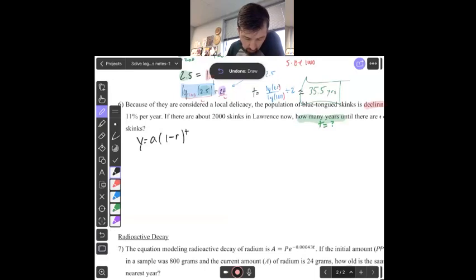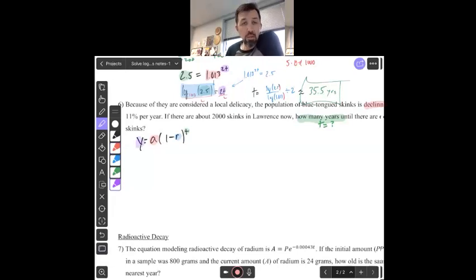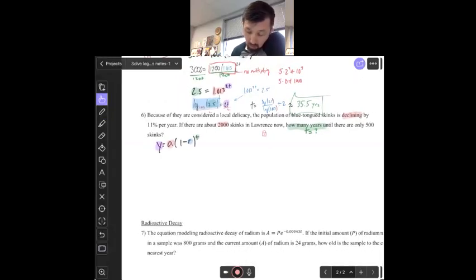So just that idea that we want to find t. So that means we need to know everything else. So we're going to need to know the rate, and we're going to need to know the initial population, and we're going to need to know our final population. And so with the declining problem, the initial population should be bigger than the final population. So we look at this and say that the 2,000 must be our initial, and you can see that that's what it says now, right? And then the final population, when is there going to be 500? That would be our final, and then of course r being the 11%.